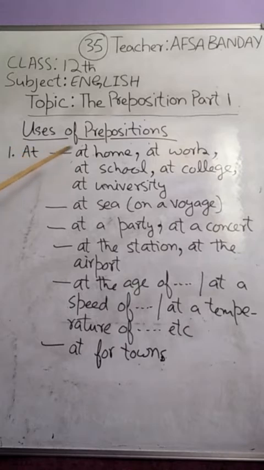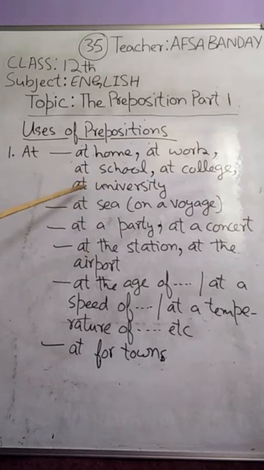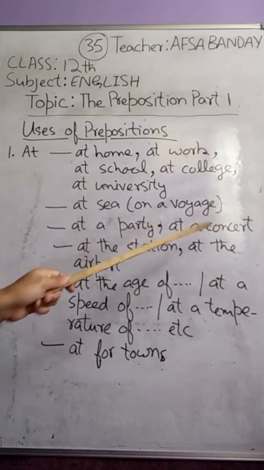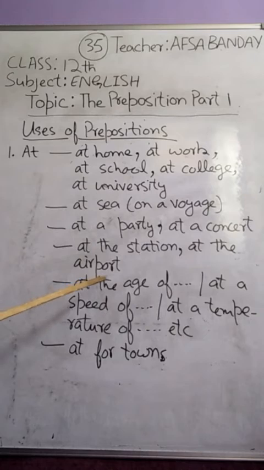Similarly, we say at home, at work, at school, she's at school, at college, at university, she's studying at university. Or we say when somebody is on a voyage, on a journey, at sea. But if somebody is in water, in the sea, then we use in. Otherwise, if it is a journey, then we say at sea. Or similarly, we say at a party, at a concert, etc. At the station, at the airport. I am waiting at the airport, not in the airport.